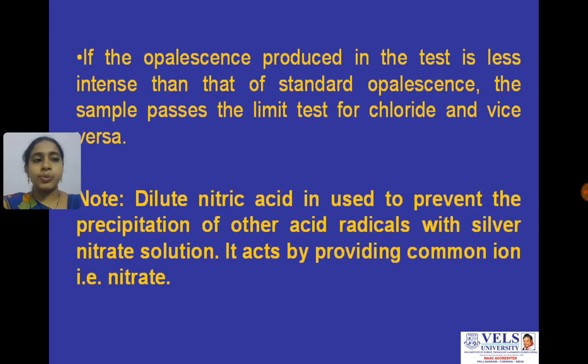If the opalescence produced in the test is less intense than that of the standard, then the sample passes the limit test for chloride, and otherwise vice versa. The importance of dilute nitric acid in the chloride limit test is that dilute nitric acid is used to prevent the precipitation of other acid radicals with silver nitrate solution. It acts by providing the common ion effect.